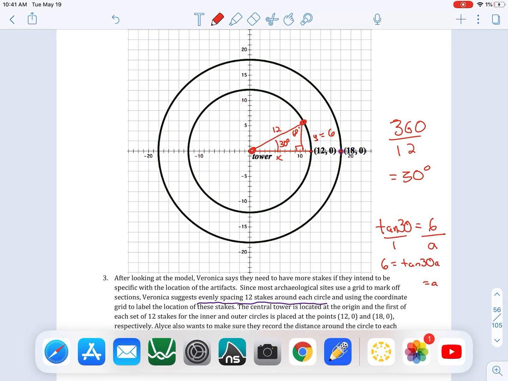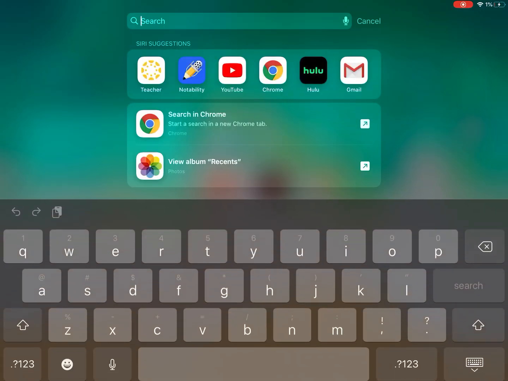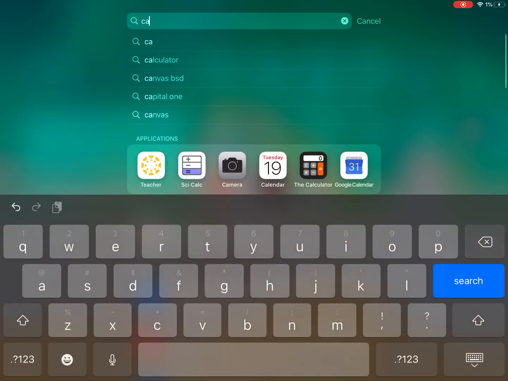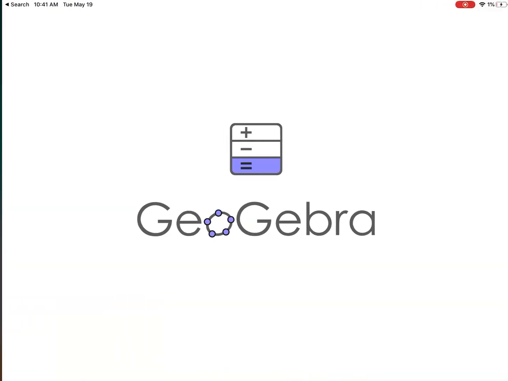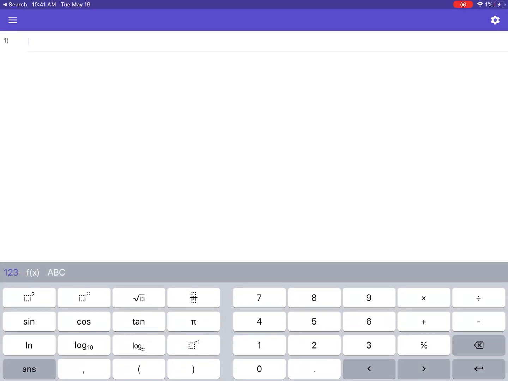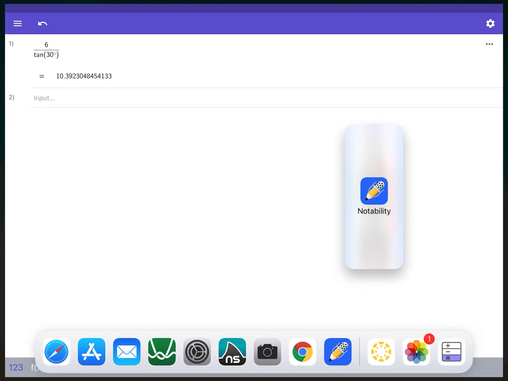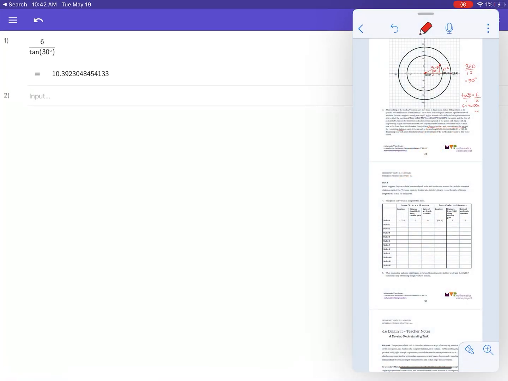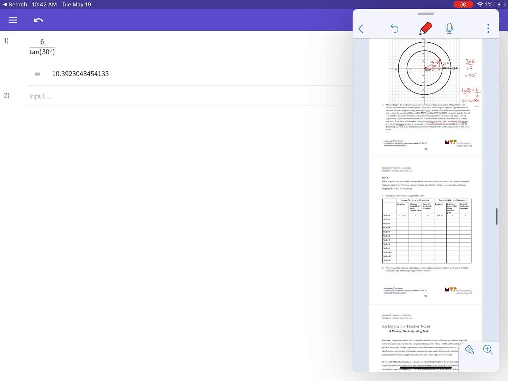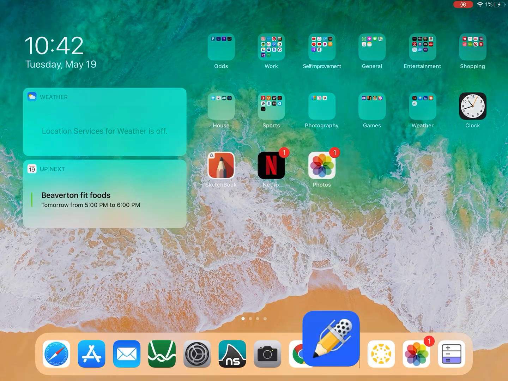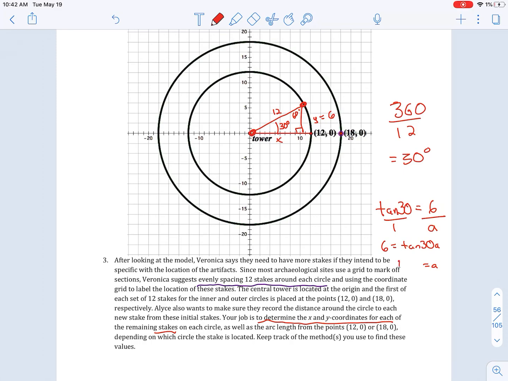So I have to get my calculator out now here. And I'm going to go 6 divided by tan 30. So 6 divided by tan 30. And that gives me 10.39. Okay? Let me see if I can get both of these on the screen at the same time. Might be getting too fancy here, but 10.39.